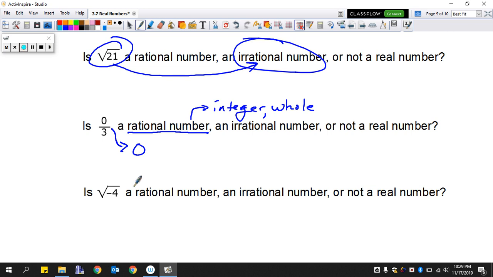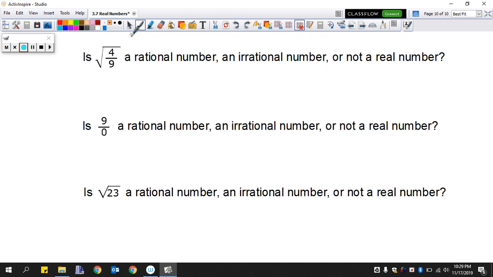Okay, square root of -4. Now, square root of -4 is not a real number. Okay, it's not a real number because there is no root that when multiplied by itself gives you a negative number. So if you take the square root of a negative number, it's always going to be not a real number. All right?